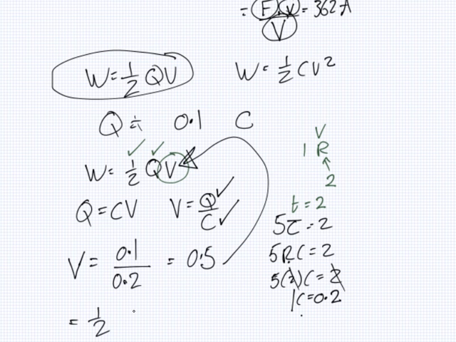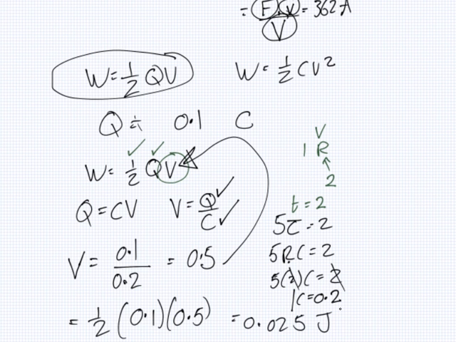A half Q V, 0.1, 0.5. Wow, this was a hard one. 0.025 joules. Wow, that was hard. Yeah, I made these ones hard. But anyways, with patience and thinking about all the formulas you have, you can get to it. Right, next one.